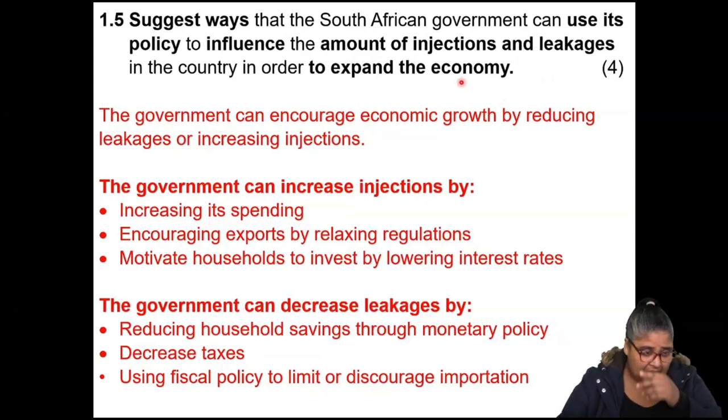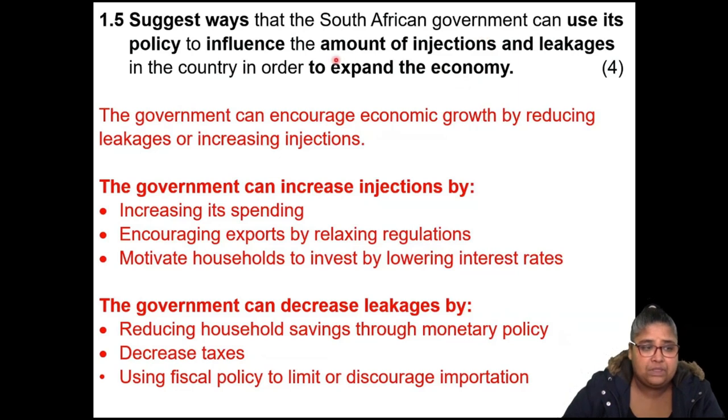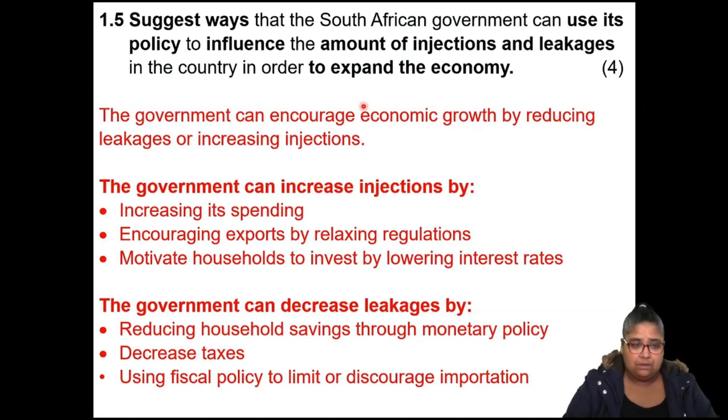Okay, so suggesting ways. So what type of policies are available to government? We've got our monetary and fiscal policies, okay, that the government can use to influence the flow of money coming into and money leaving the circular flow. But all of this has to be done so as to promote or to expand the economy for economic growth to take place. So how can the government encourage economic growth?